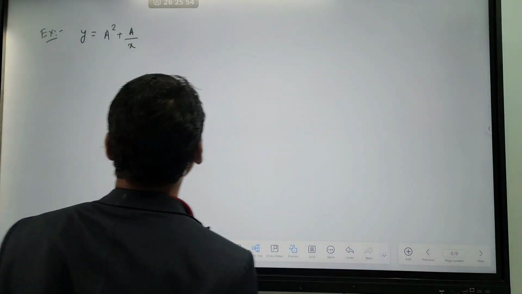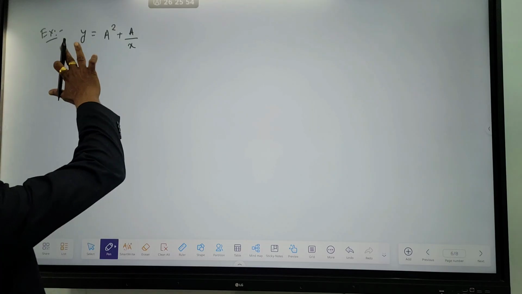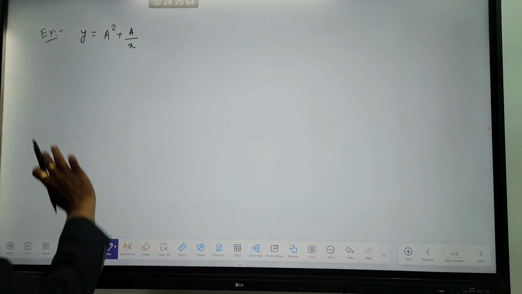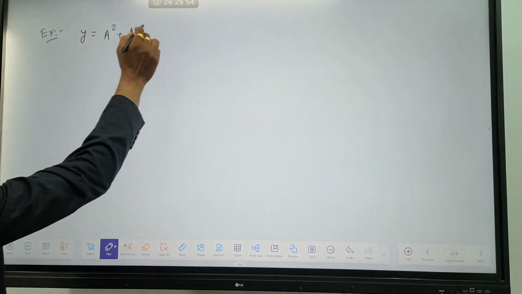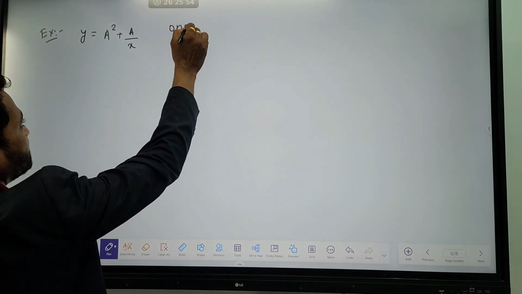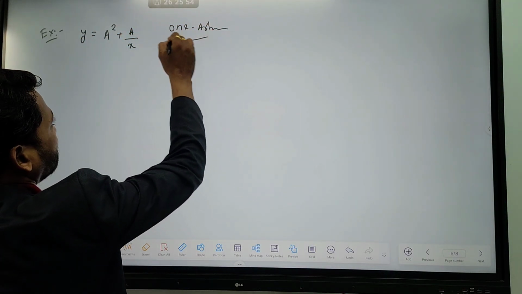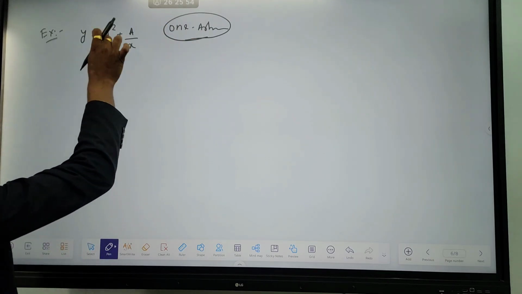Okay, so coming to the next question, y equal to a square plus a. Here do not assume there are two arbitrary constants, there is only one arbitrary constant. That means you have to differentiate this function once.